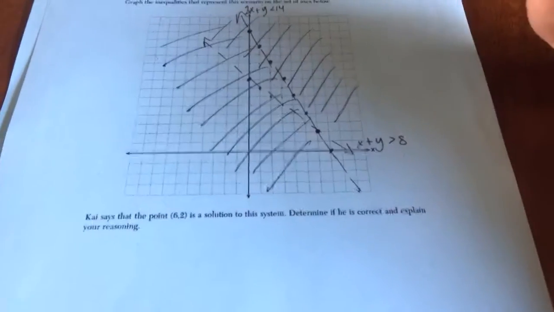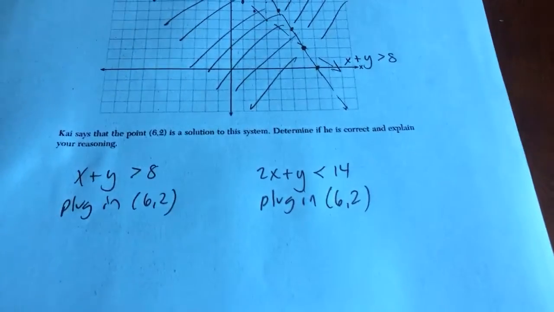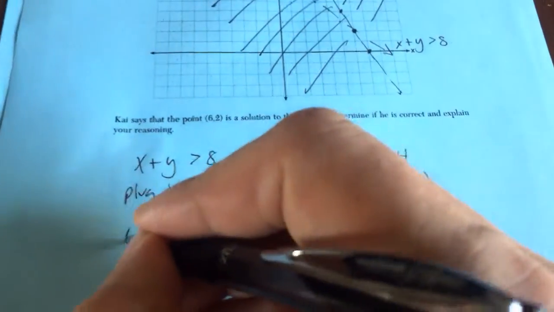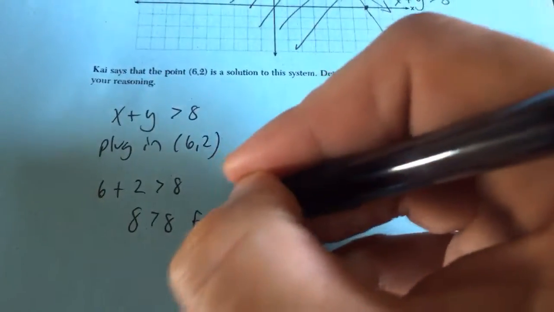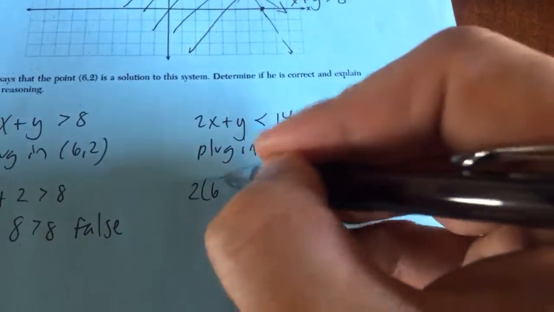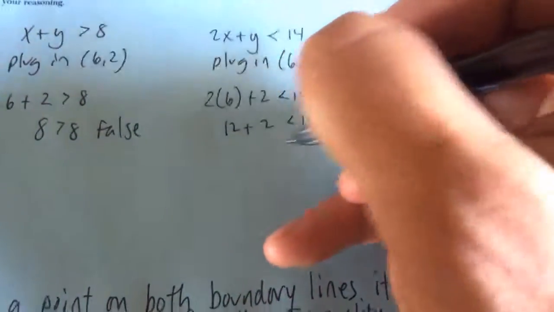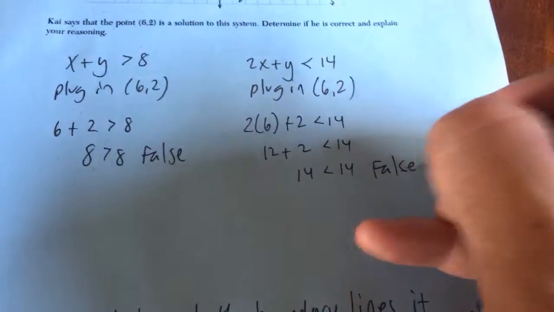I'm going to demonstrate with some algebra. So what I'm going to do is plug in (6, 2) into both of these inequalities. So 6 for x, 2 for y. We need to see, is 8 greater than 8? That is not true. It's equal. It's not greater than. Same thing here. 2 times 6 plus 2 is less than 14. You get 12 plus 2 is 14, less than 14? No, that's false. They are equal.